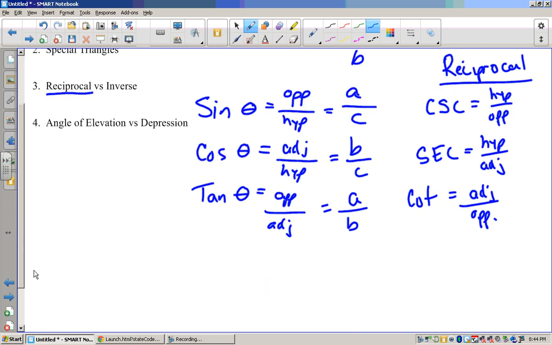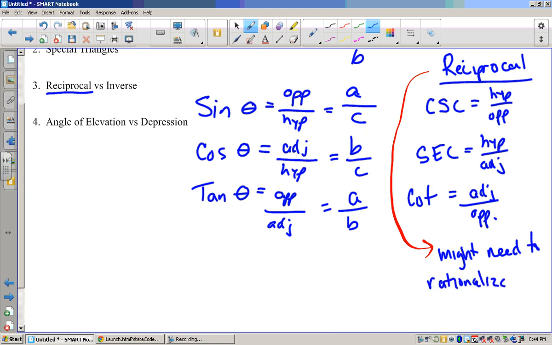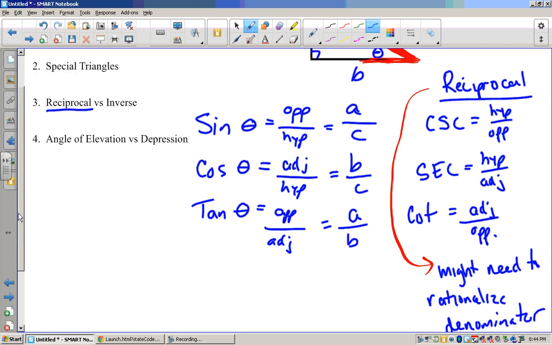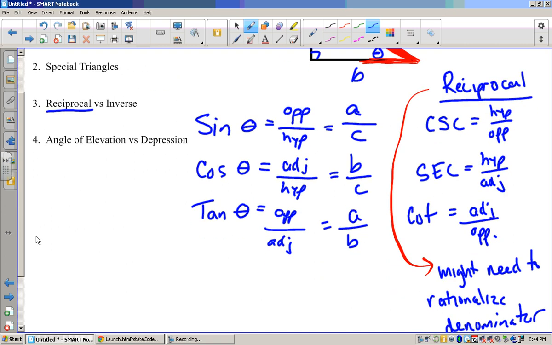Now, some words of warning. With reciprocals, you might need to rationalize your denominator, because sometimes when you flip, you have a square root in the top of your fraction. You might need to flip that to rationalize it so it works for you. So keep that in mind. All right, so that's reciprocal.